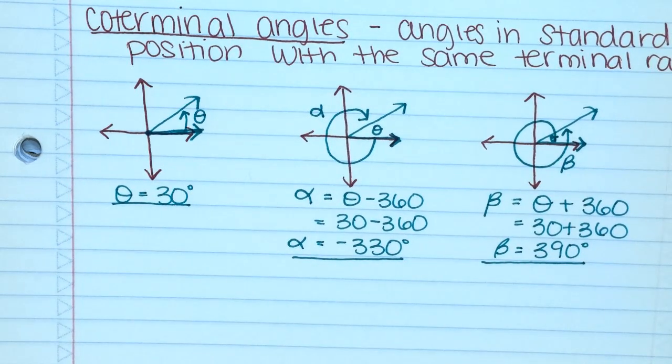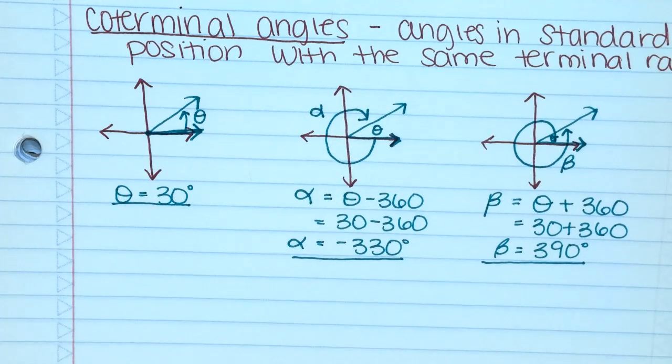These three angles are coterminal angles. They're different angles. Do you agree with that? Like, they're not the same number. However, on the unit circle, they appear to be the same angle. Okay?